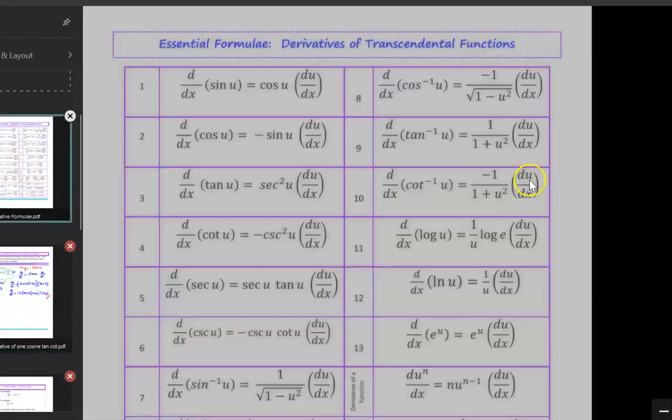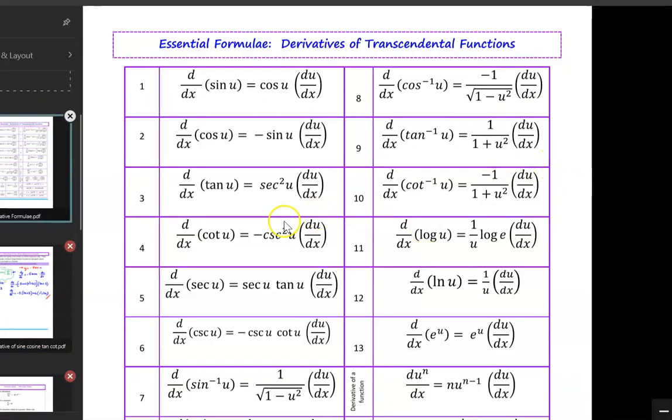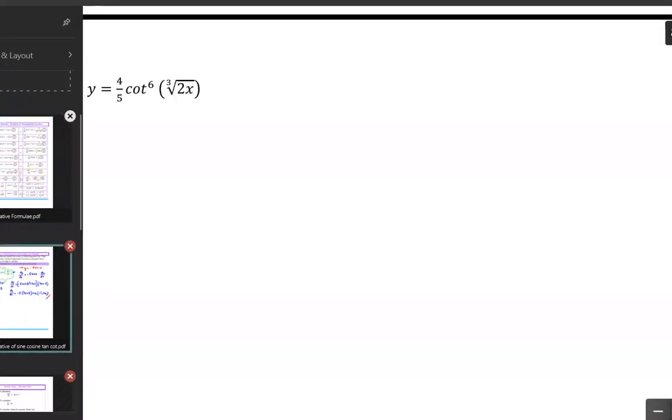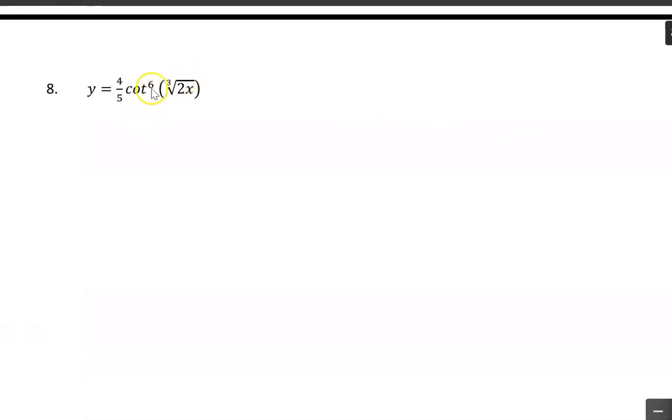So you go back to your formula sheet here. The derivative of the cotangent is negative cosecant squared of the same argument, and then you have to take the derivative of the argument. However, in this case, you see that there's an exponent 6 beside this cotangent. That means you raise this trigonometric function to the exponent 6. So you still have to do 3 steps as we did for example number 7.